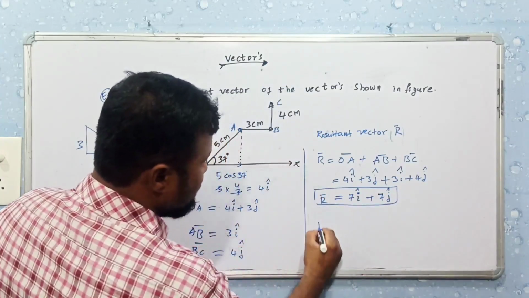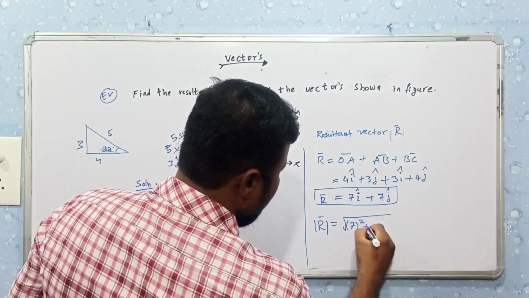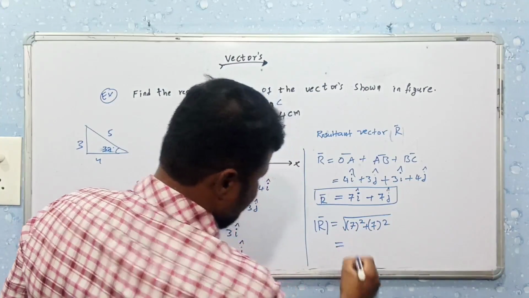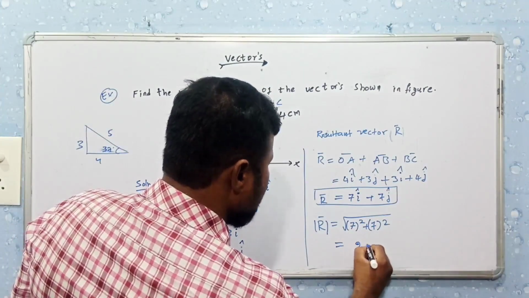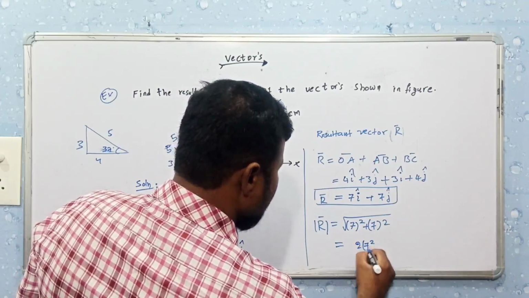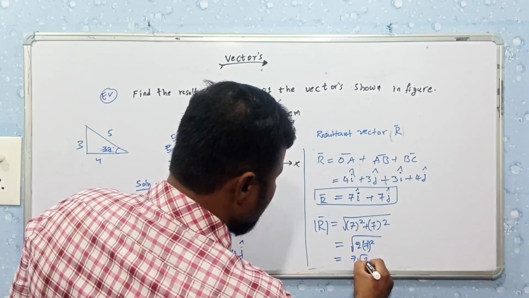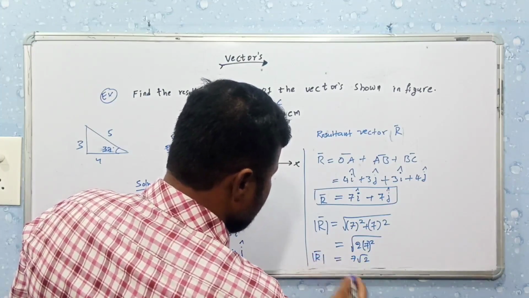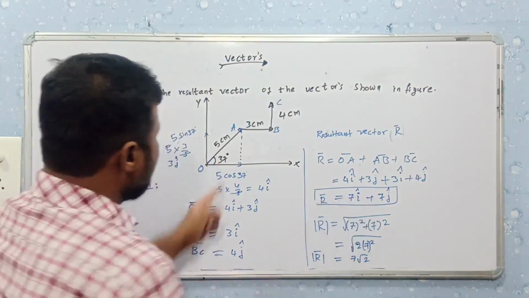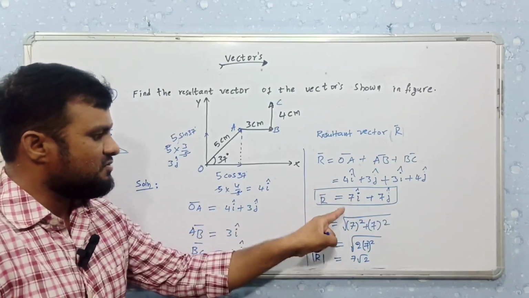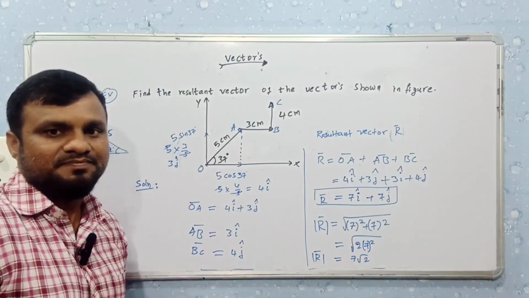If you find the magnitude of the resultant, R bar is equal to root over 7 square plus 7 square. What will come? 2 times 7 square. Yes or no? Square root cancels, 7 root 2 is the answer. This is the answer for the magnitude of the resultant. Actually this is the representation of the vector. They asked to find the resultant vector, we found it. If we want to find the magnitude, 7 root 2 is the answer.